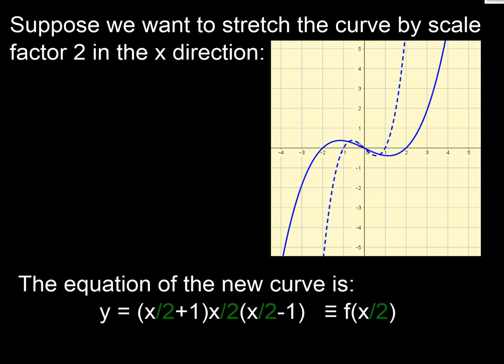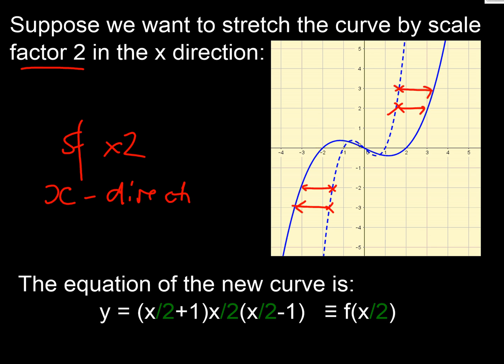Okay, now let's have a look at if we used a scale factor of 2 in the x direction. So this point here is going to be moved to there. That point there is being moved to there, and similarly this point is being moved to there. These points being moved to there. So we're doing a scale factor of ×2 in the x direction.